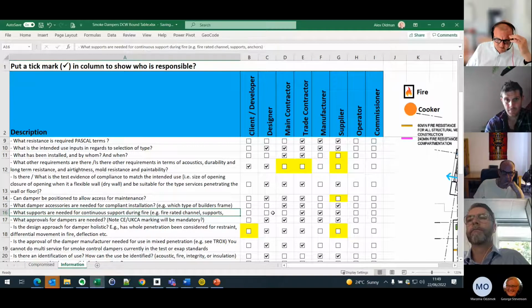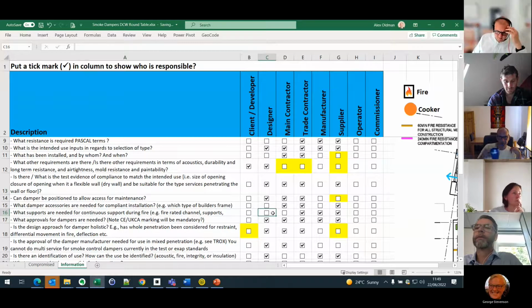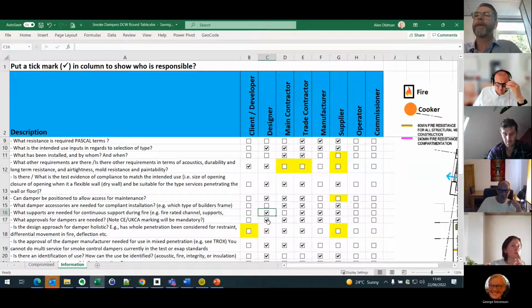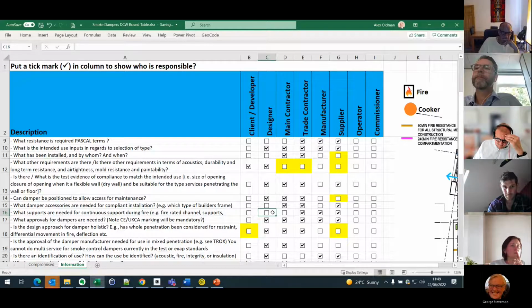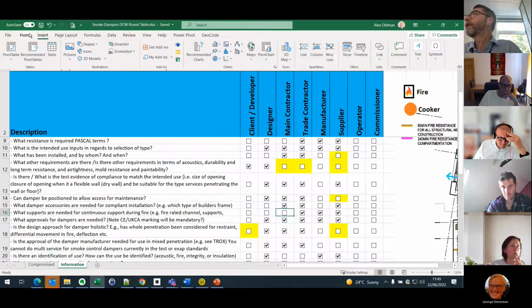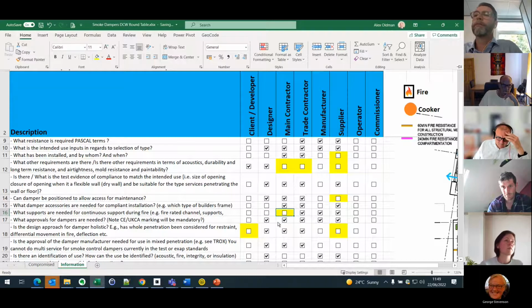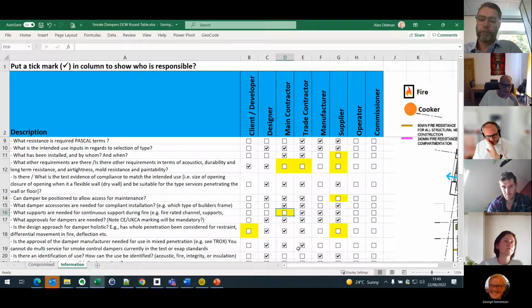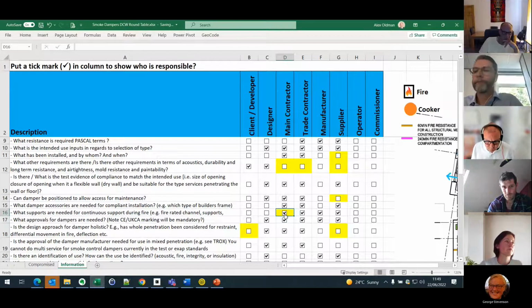Yeah. The designer is going to say, for this thing to stay put, we need these holding bars here. They would say that, but they probably wouldn't provide the information on what's been installed, would they? No. Again, that's going back to the main contractor because they would have to provide the as-built. Yeah, okay. So if we had to replace it, we'd know what we needed to put in as a replacement.